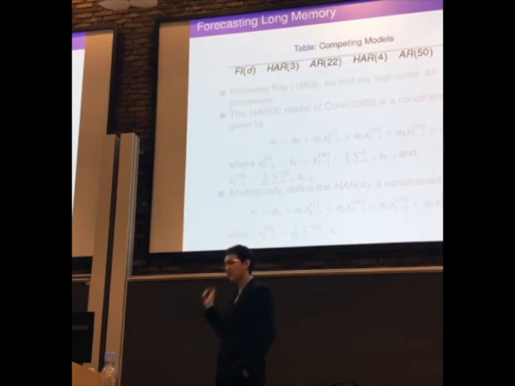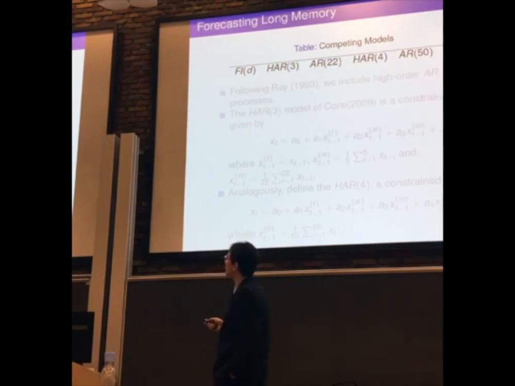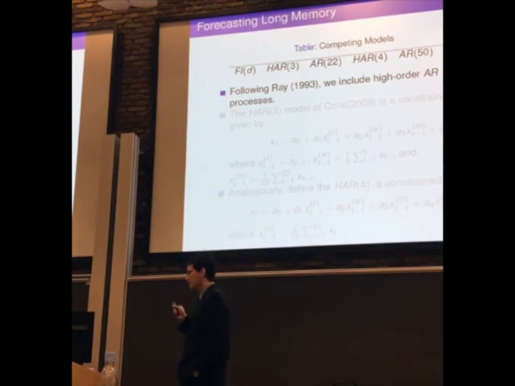So for presentation purposes, I'm going to just focus on these 6 models. In this chapter there are 15 in total, but just to keep it simple, let's focus on these 6. First we're going to consider this high order AR process following Ray, and also kind of an idea of the graph that I just showed you. So maybe a high order AR process can approximate this function well enough.